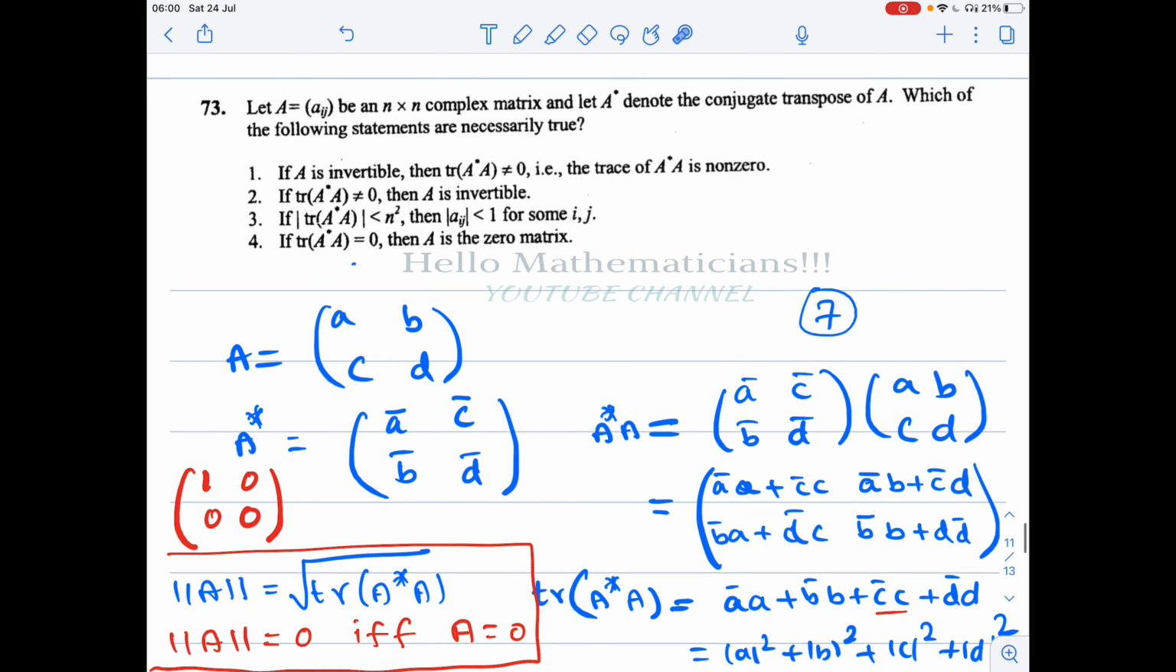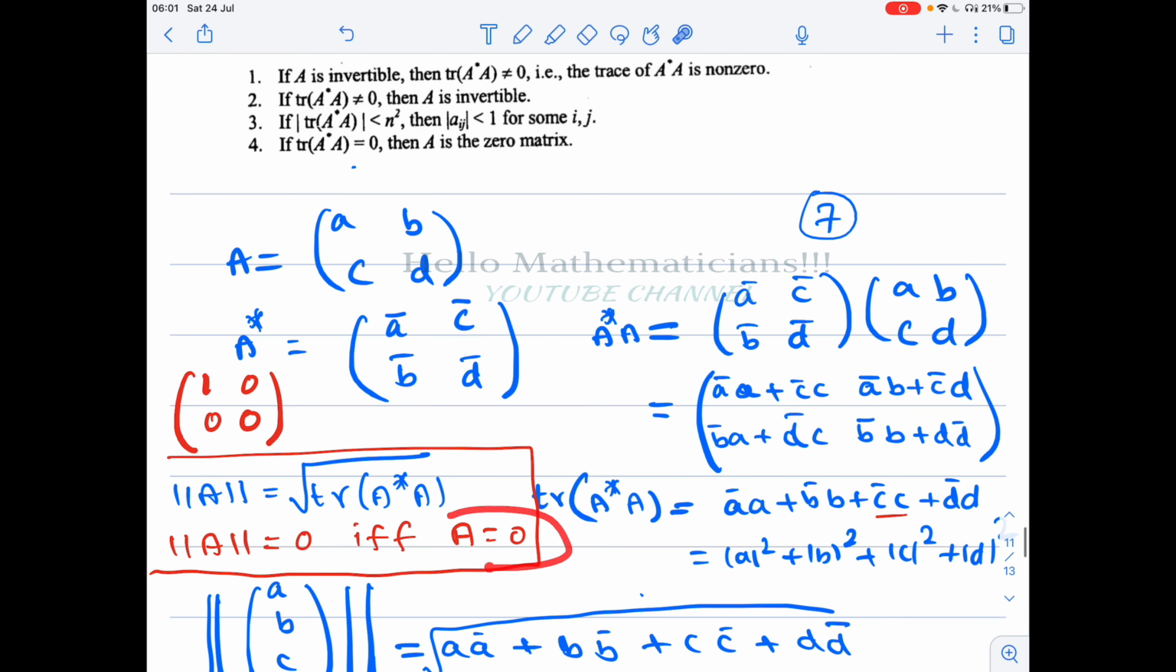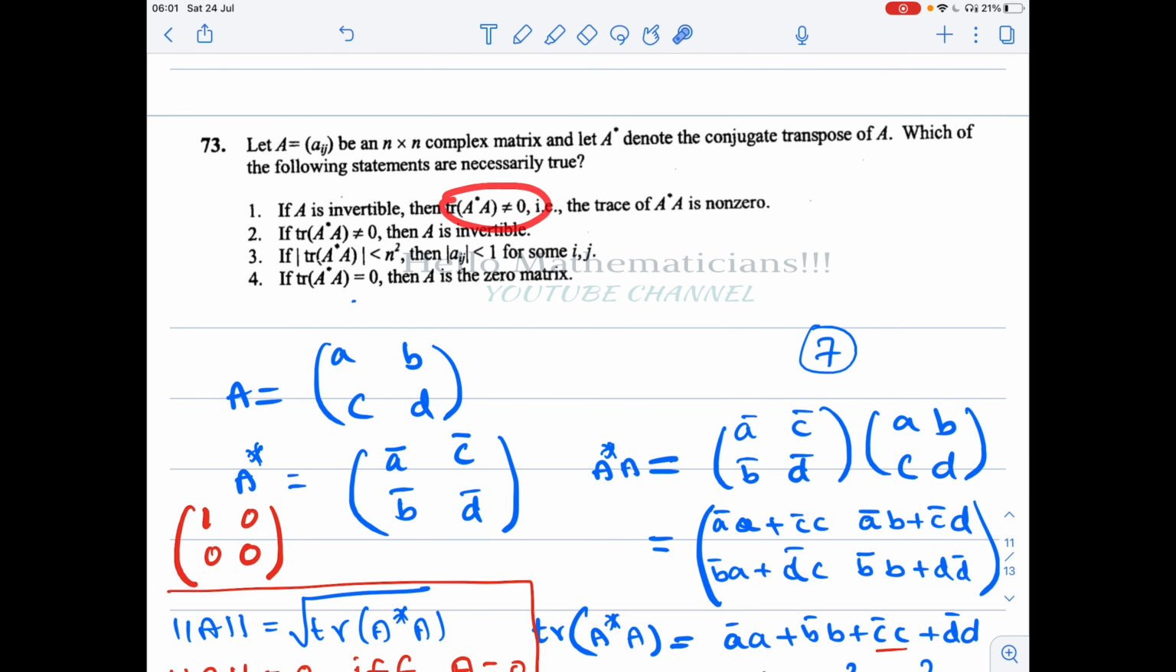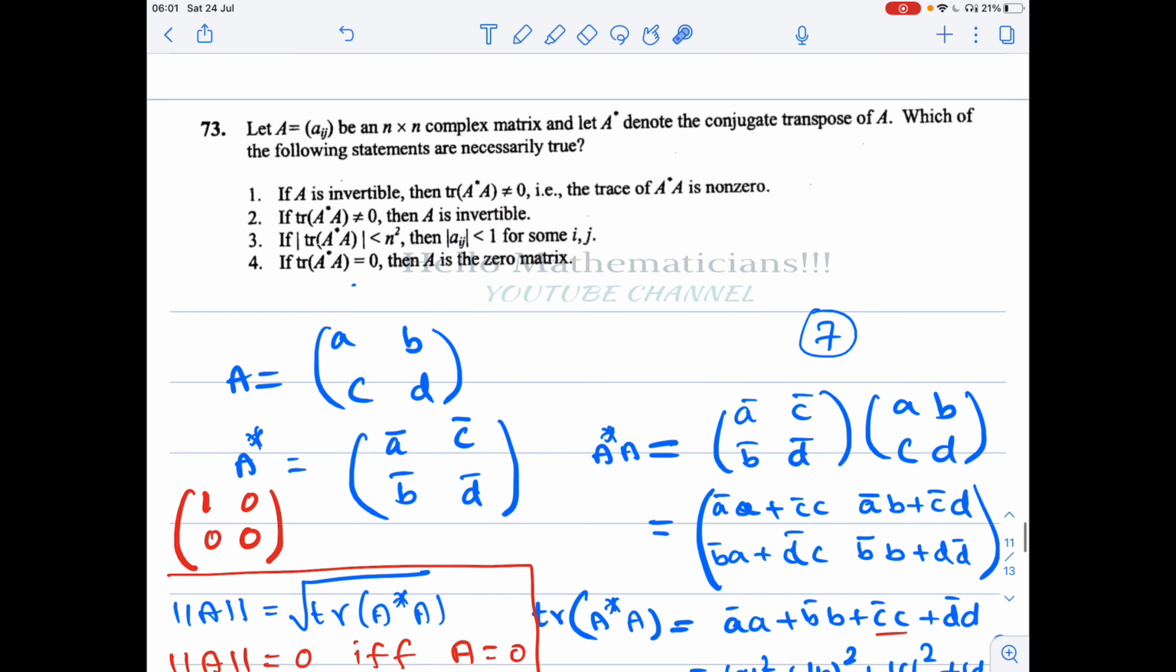First option, they are saying that if A is invertible, then trace of A star A is not equal to 0. So if A is invertible, then definitely it is a non-zero matrix. If it is a non-zero matrix, then its norm will definitely not be equal to 0. Therefore, trace of A star A will not be equal to 0.